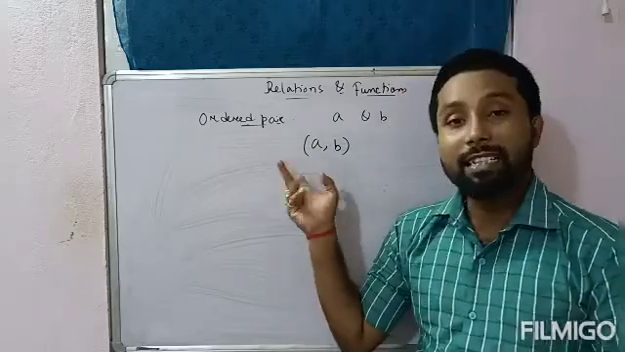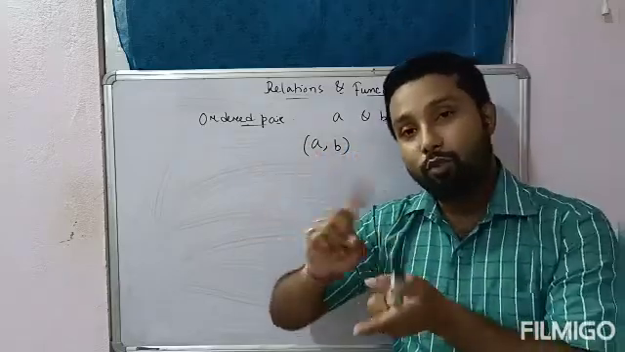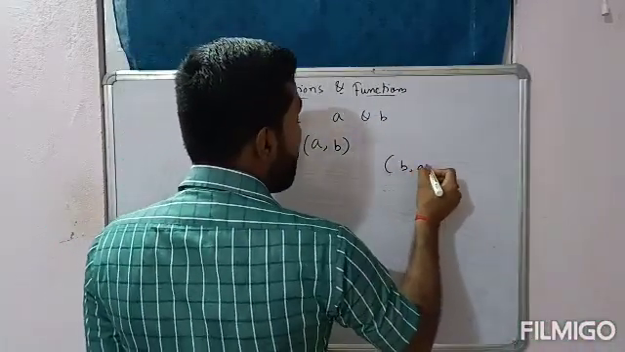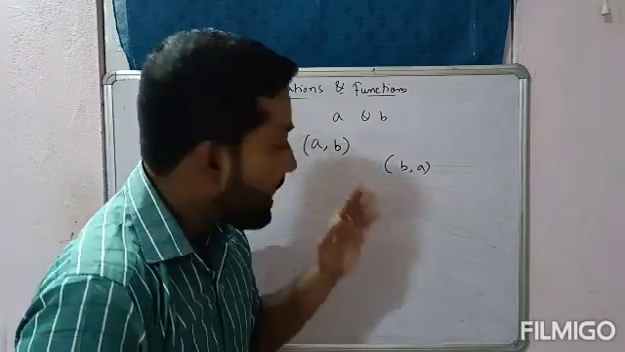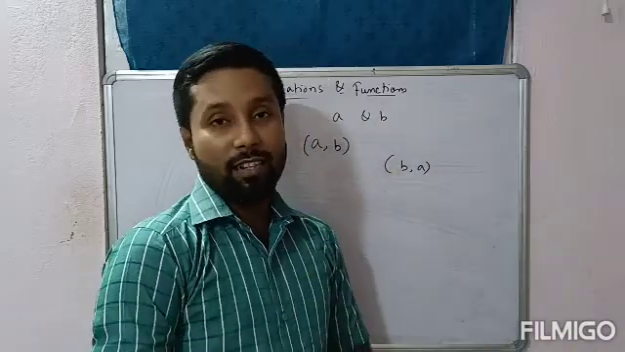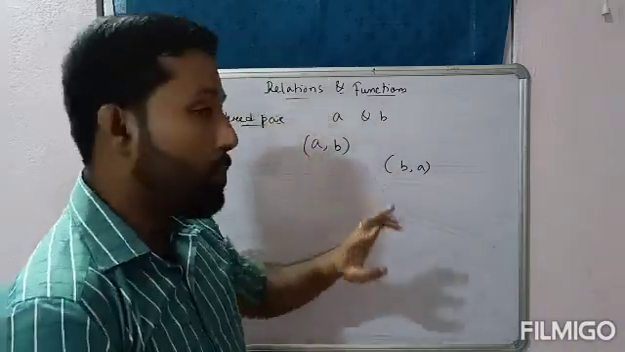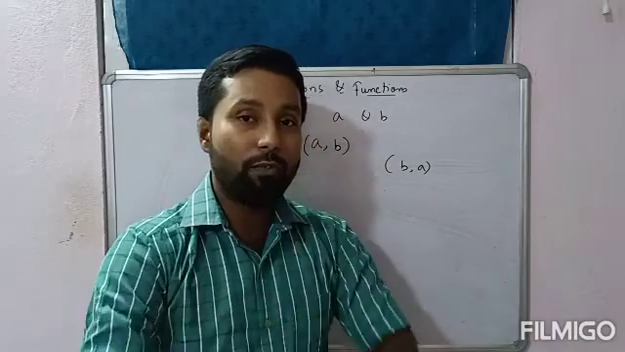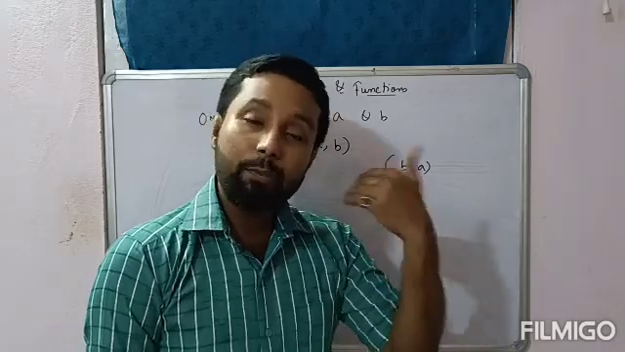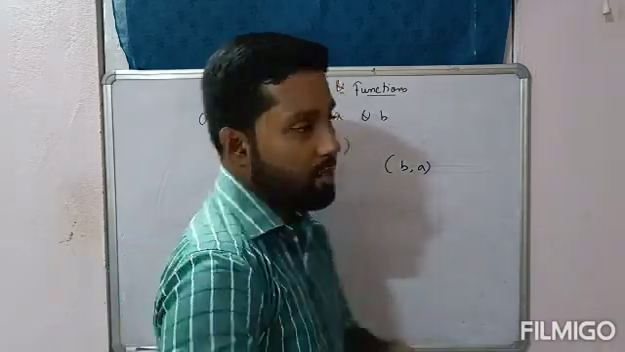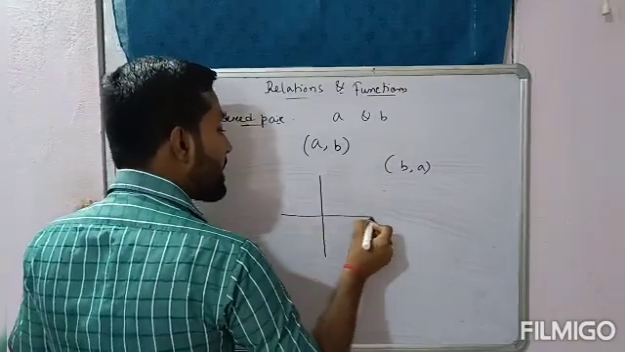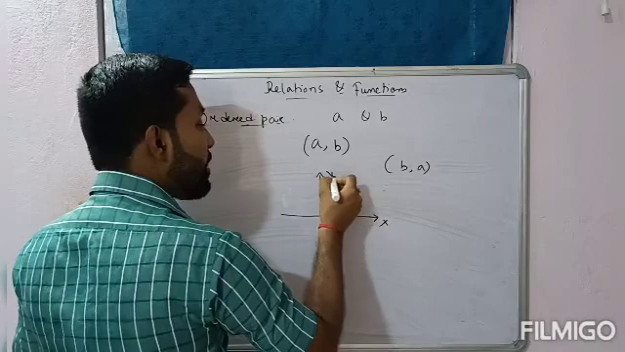Now if we interchange the two components, that means अगर a b के जगह में मैं b a लिखूंगा तो if we interchange the components, then the ordered pair is also changed. ठीक है, if we replace the position of a and b, then the ordered pair is also changed. Why? Because let us take one example. If you draw a Cartesian plane, or you can say xy plane.